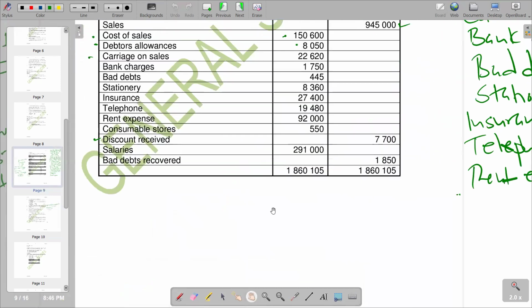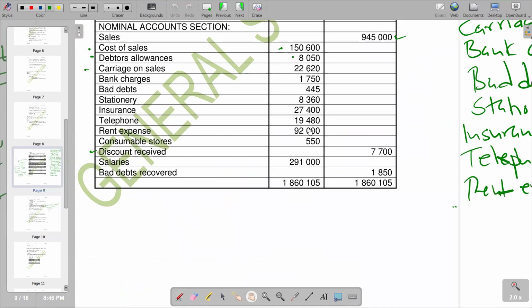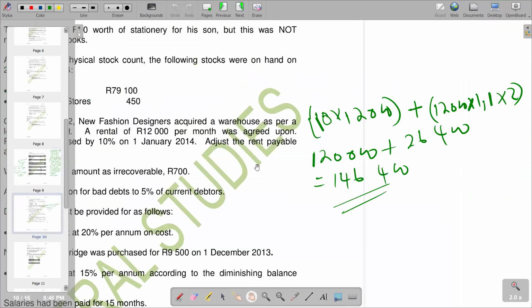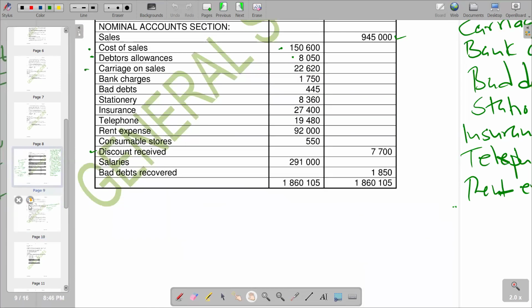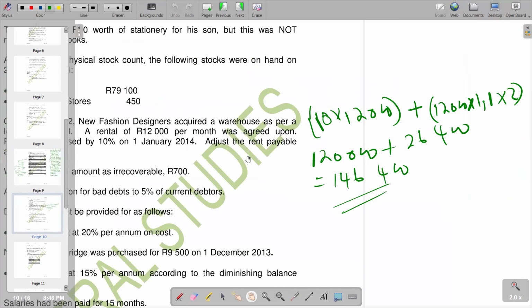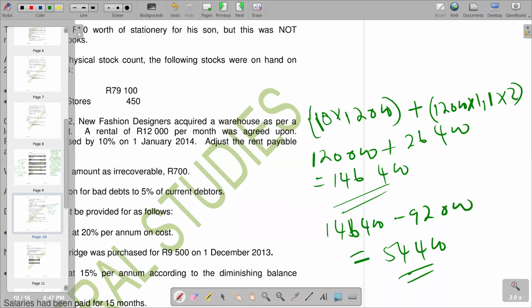What was paid for rent is 92,000. Rent expense 92,000. So having that now, we are saying what was paid is 92,000. So we can now be able to see what was not paid. So we are saying 146,400 minus 92,000 to get what was not paid. So 146,400 minus 92,000, we get 54,400. So it means 54,400 indicates what was not paid.